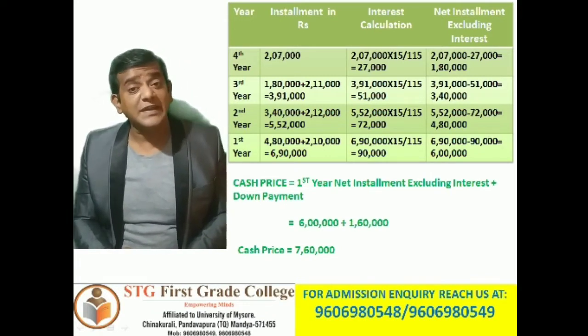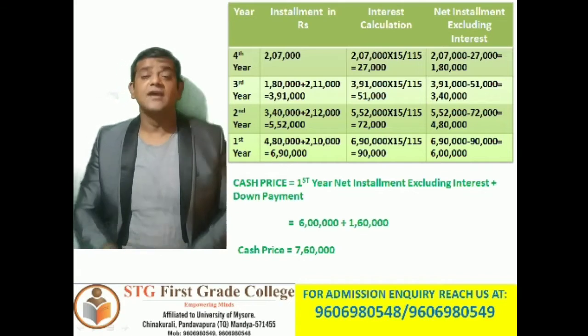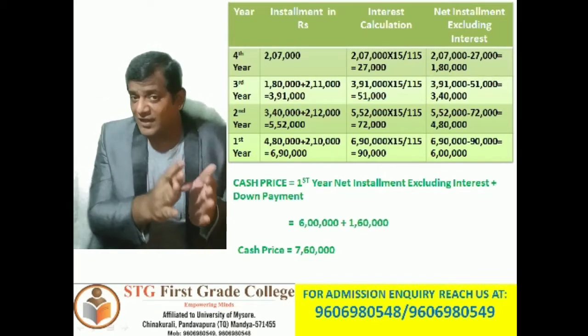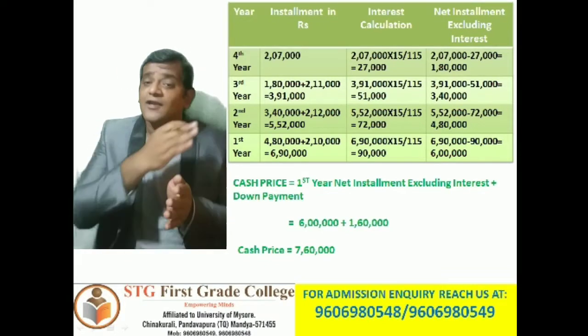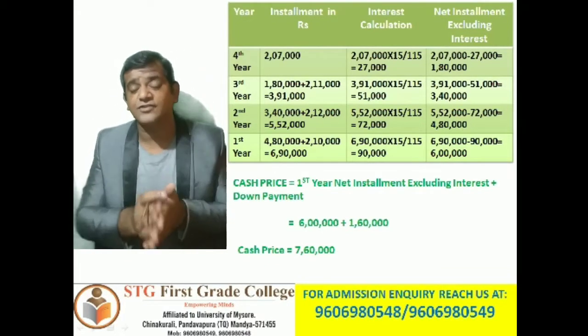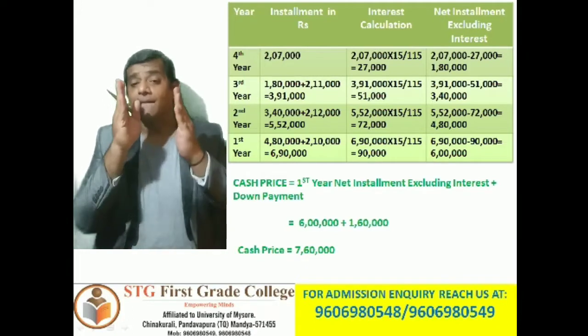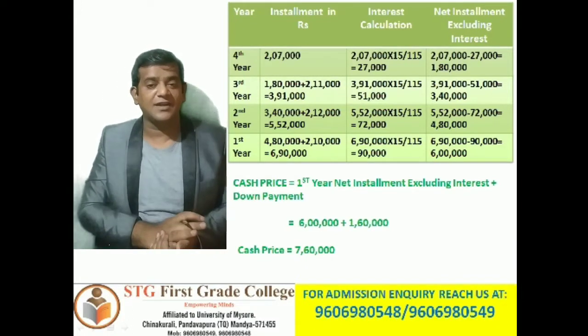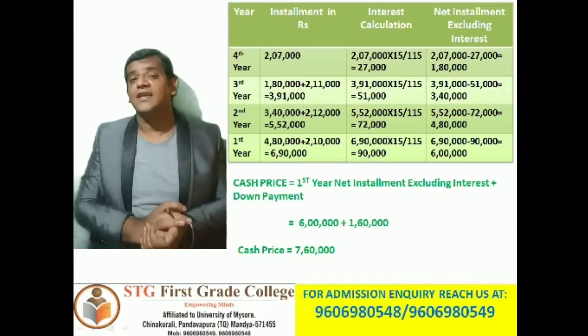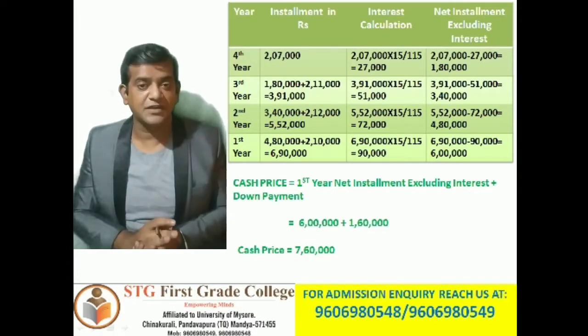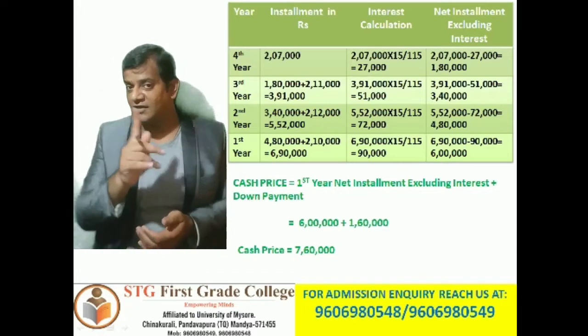If you do this, you are going to get an amount of 27,000 rupees. How much? 27,000. Okay. So now out of 2,07,000, the interest amount is included. So now deduct that interest. 2,07,000 minus 27,000. So the net installment amount is 1,80,000. Clear? So you got the clarity, right?